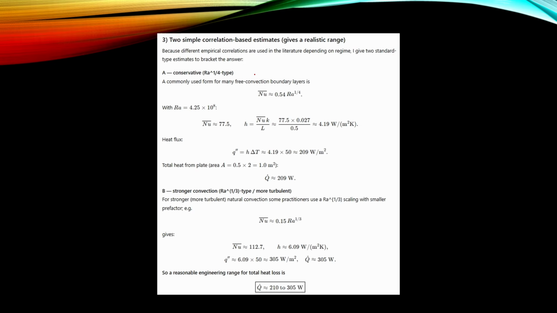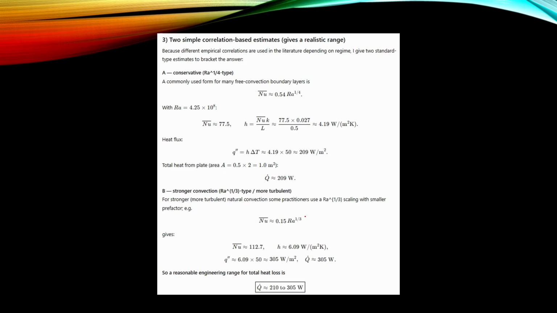and it means that to calculate the heat transfer we are now in a very challenging case. Here we have two correlations with which we can calculate the heat flux from this horizontal plate. This first one is shown here. We have a correlation for Nusselt number from which we can calculate this heat transfer coefficient, and when we know the temperature difference and we know the surface area, we can calculate the heat flux. It's now 209 watts.